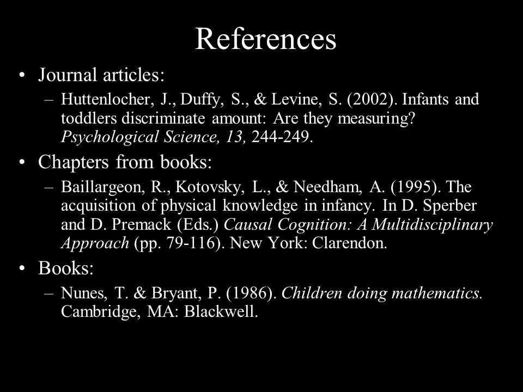And then you have the name of the book. Causal Cognition: A Multidisciplinary Approach. And because that's a book, you capitalize the first letter of each word. And then you have in parentheses the page number. So pp., which means pages, 79 to 116. And then you have a period. And then you have the location of its publication, New York, and then the publisher, which is Clarendon.